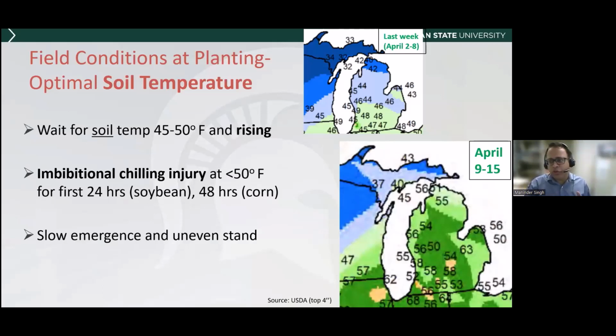Otherwise, it can lead to all sorts of issues with germination and emergence, right? We need anywhere between 90 to 120 growing degree days for emergence to occur. So if the soils are relatively cool, it's just going to take a longer time and lead to a potentially uneven stand that will have implications. It might differ between corn and soybean, but that can happen.